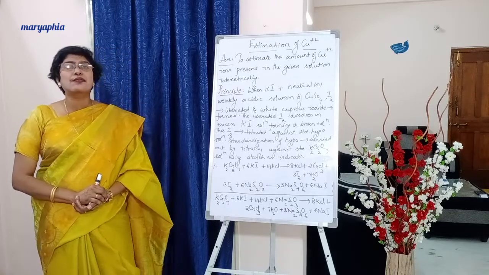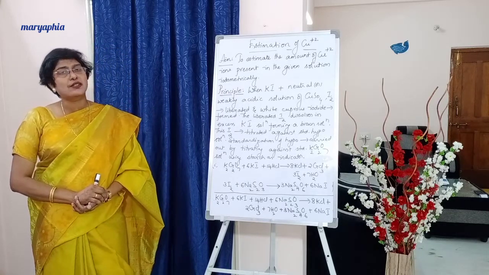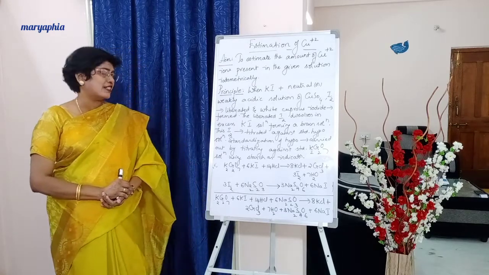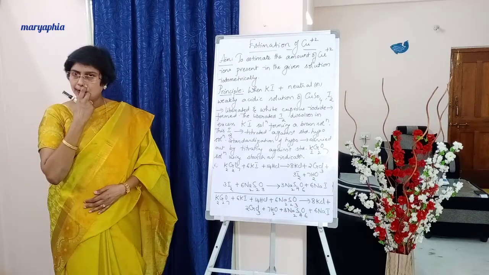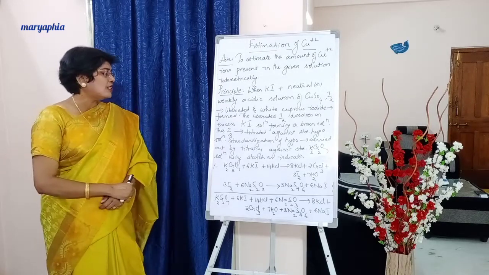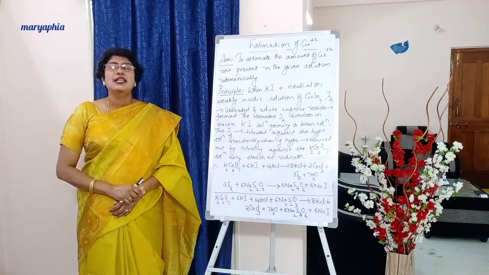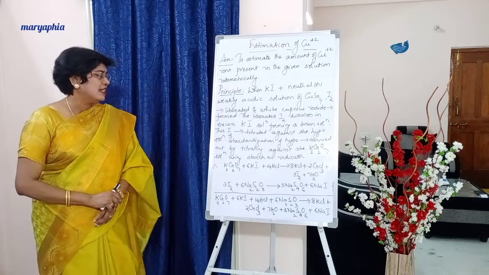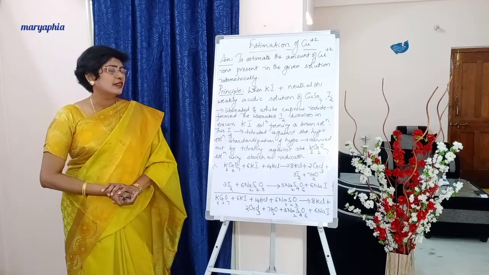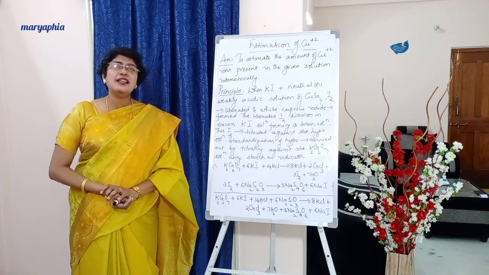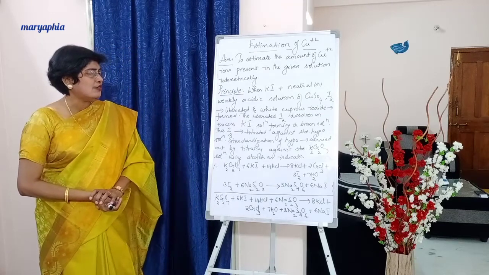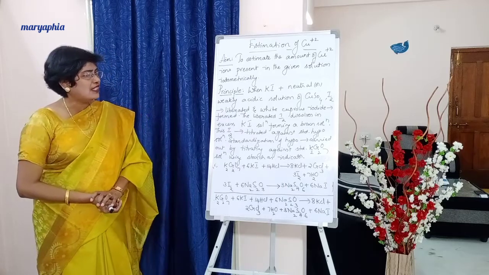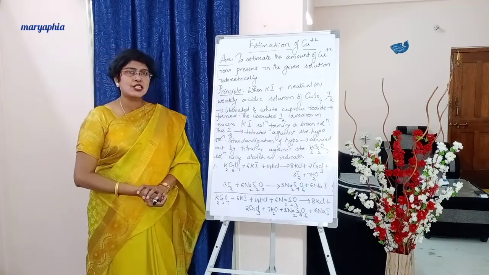Now comes the reactions. There are two sets of reactions for this experiment, students. So put number 1 and write down the first set of reactions. Ready? Right. K2Cr2O7 plus 6KI plus 14HCl gives rise to 8KCl plus 2CrCl3 plus 3I2 plus 7H2O.